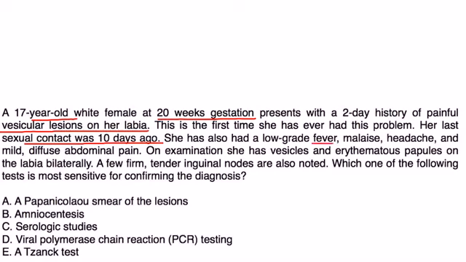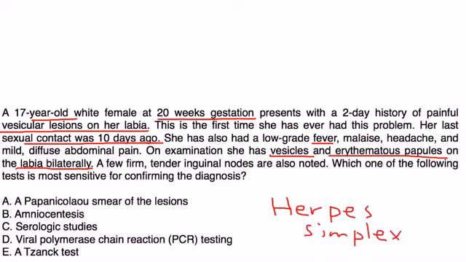On exam, she has vesicles and erythematous papules on the labia bilaterally. A few firm, tender inguinal nodes are also noted. Which of the following tests is the most sensitive for confirming the diagnosis? Well, she most likely has herpes simplex.